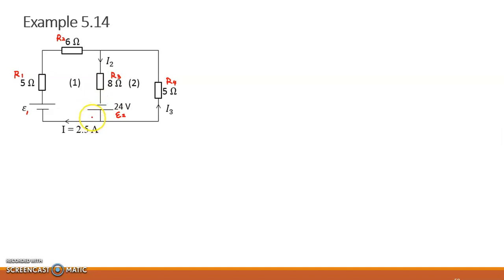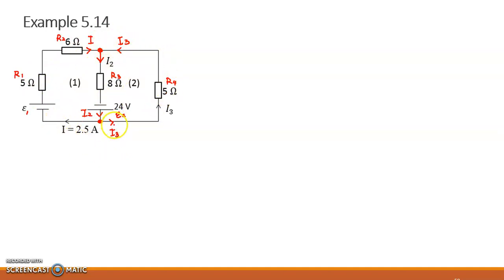And then for the current, let's take this junction. So here we have I2 and then I3 and here we have I. You can choose either the upper junction right here or the lower junction right here. You will get the same equation. So we have labeled all the batteries, resistors and currents in this circuit diagram.